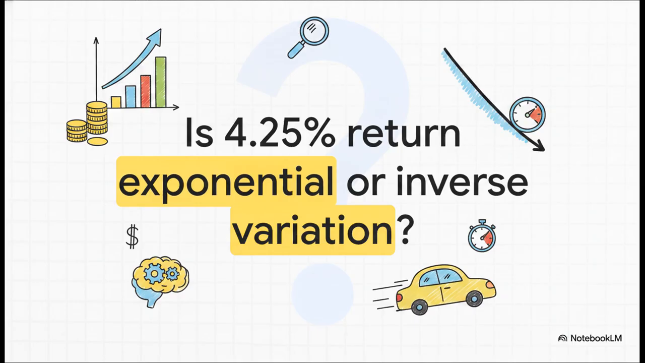Consider the return on $10,000 invested at a 4.25% annual rate. Now, contrast that with the time it takes a car to drive 100 miles at speed v. I want you to apply your new structural lens to this scenario. What clues in the data tell you which curve is exponential and which one represents an inverse variation? Think about the underlying mechanics of how those variables actually relate.